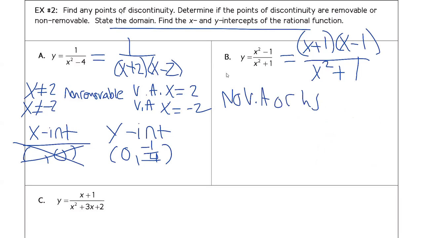So there wouldn't be any of those cases because there's not anything that gives me a problem on the bottom that can be removed or not removed. There's just no problems on the bottom. So there's no vertical asymptotes or holes.